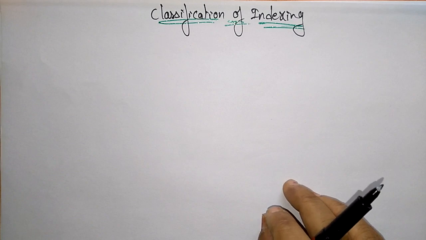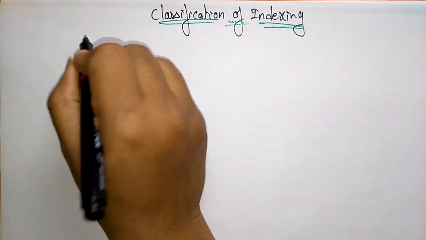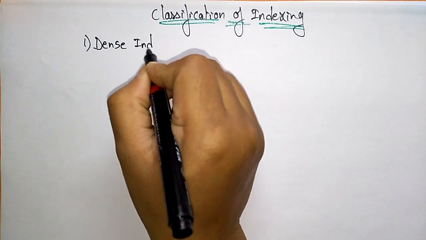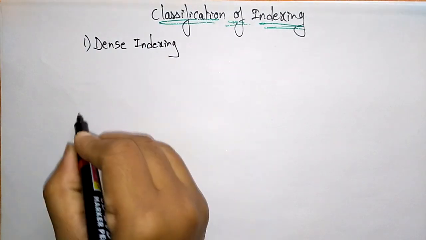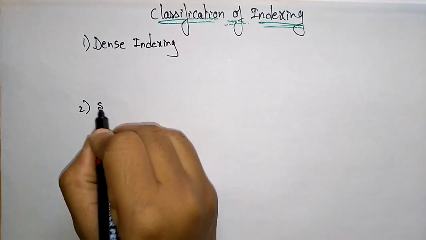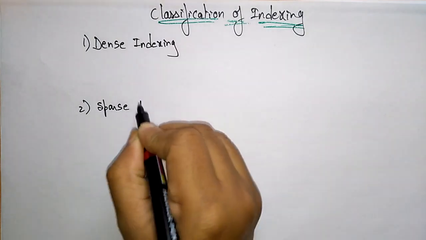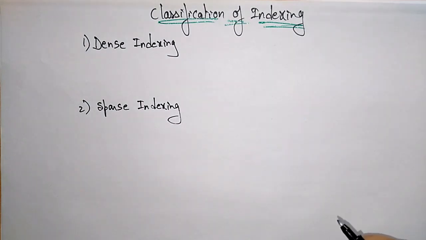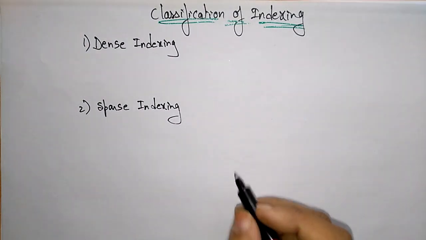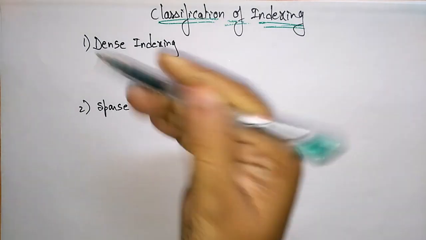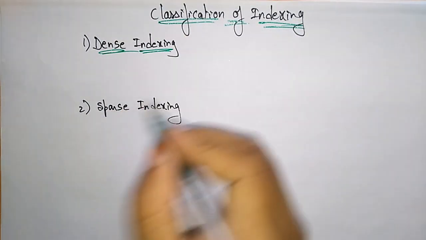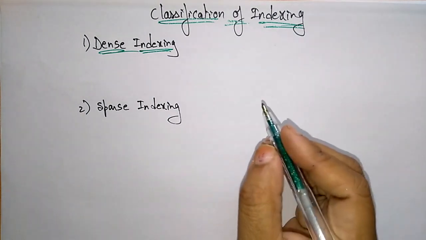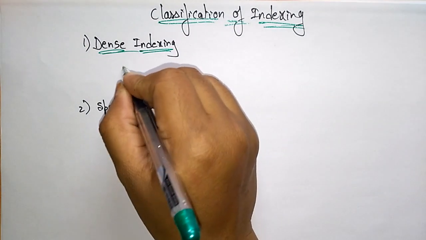So indexing can be classified as dense indexing and sparse indexing. Indexing is of two types: dense indexing or sparse indexing. In dense indexing, an index entry is created for every search key value.